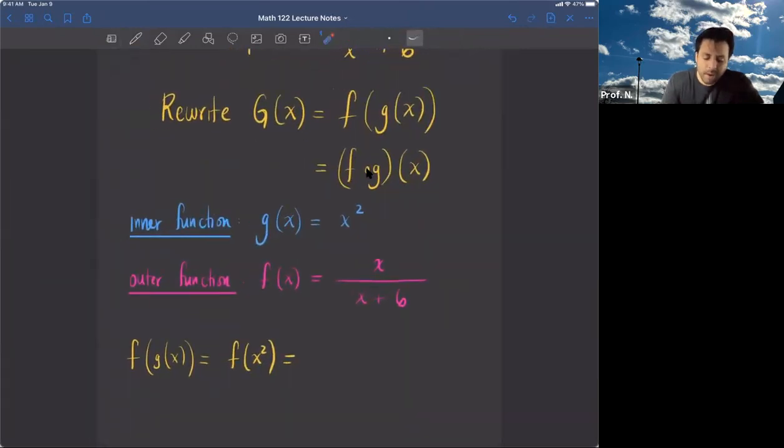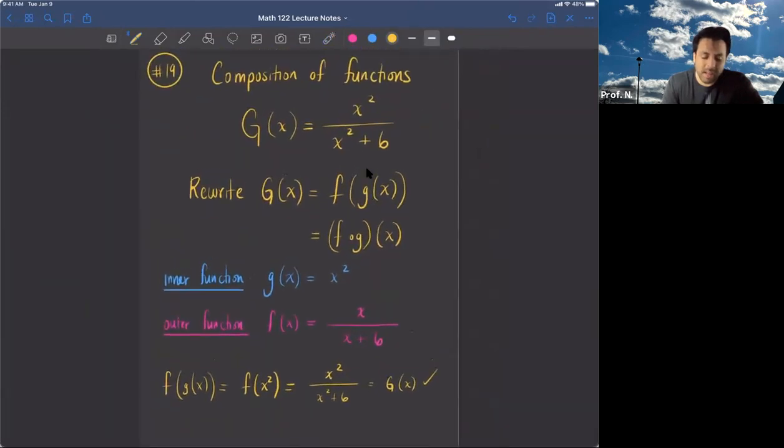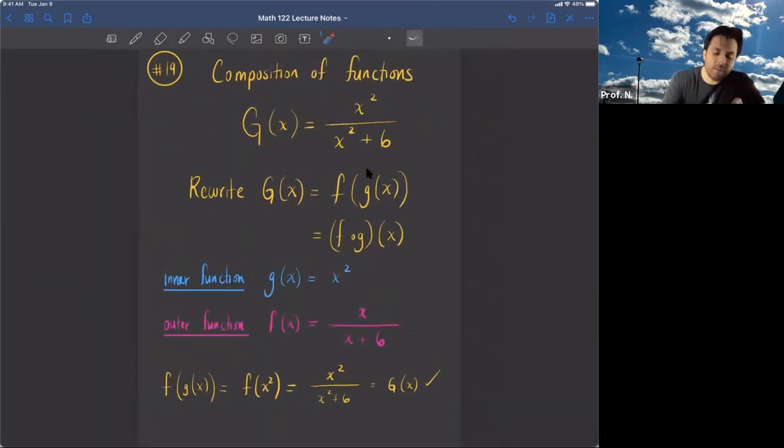And remember what this means now? This means that wherever I see an x, instead of just x, I'm now going to plug in x squared. And so therefore, I get exactly what I want: x squared over x squared plus 6. And this is g of x. Does everyone see that? It is a different kind of question than what you're normally used to, because you have to see how I can rewrite this so that when I plug in one function into the other function, I get the final form. This is what I expect.